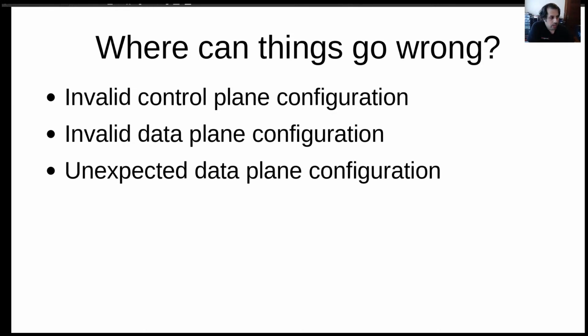You can have invalid configuration on the data plane. That's very easy to achieve with an Envoy filter, right? You create an Envoy filter and give a bad filter configuration. Envoy will reject this configuration as invalid. And the key here is that the control plane has no way of knowing ahead of time that this configuration is invalid, because only Envoy knows that.